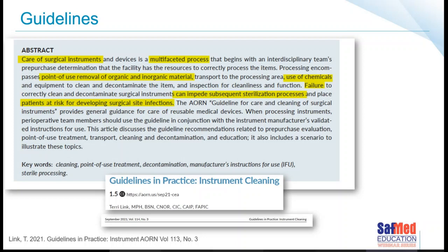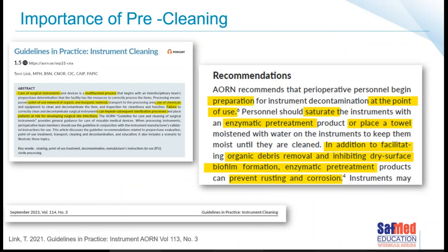Of course, processing encompasses point of use removal of organic and inorganic materials, then moving on to transport, use of chemicals and equipment to clean and decontaminate, inspection and functioning. Failure to correctly clean and decontaminate can be a problem, because we know that dirty instruments can impede subsequent surgical sterilization processes. We know that, and that of course will put our patients at risk.